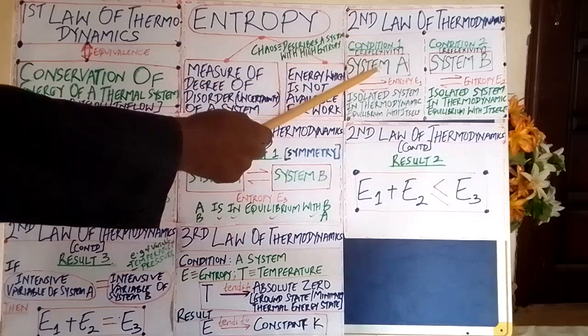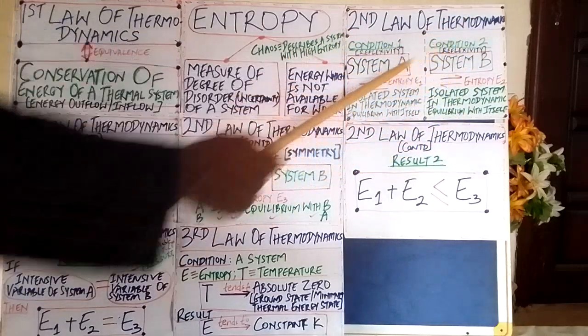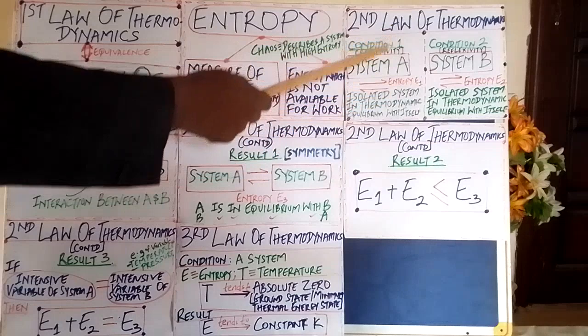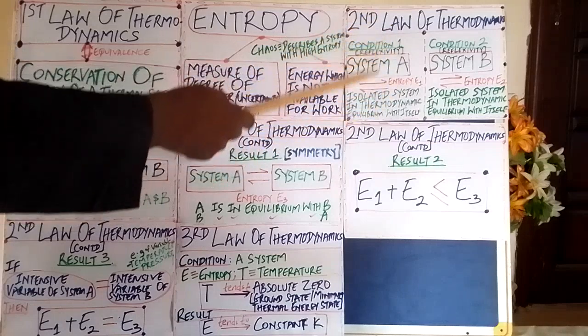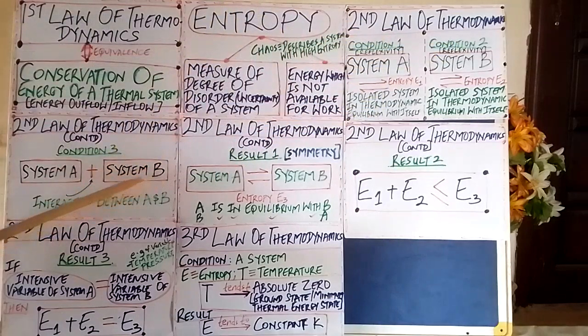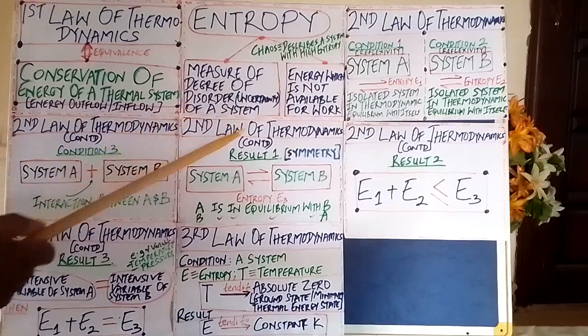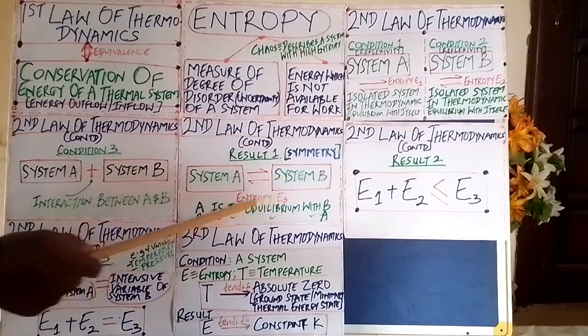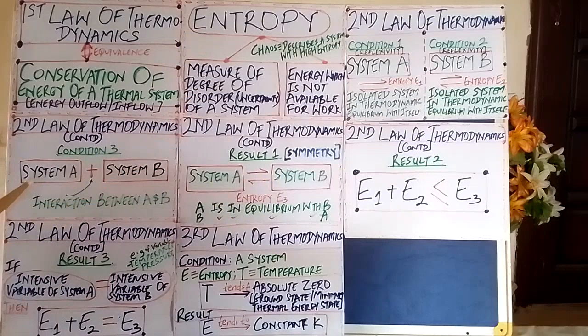A is in equilibrium with itself, B is in equilibrium with itself, and thirdly, A now interacts with B. Remember, here they were not interacting. A was existing as an isolated system, the same thing with B. But if you now bring the two systems together to interact, then we can say safely that system A is actually in equilibrium with system B. That's the first result of the second law of thermodynamics.